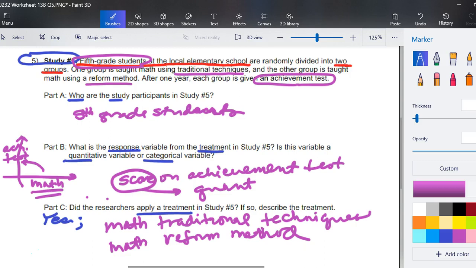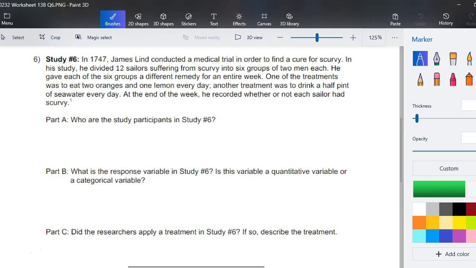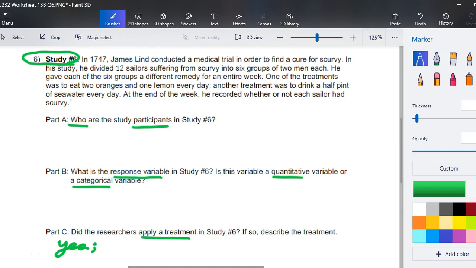We have one more to look at, one more experimental study. So here we go with question number 6. So finally, number 6 is study number 6. You probably have already figured out they're going to ask about the participants. They're going to ask about the response variable, whether it's quantitative or categorical, and then they're going to ask if there was a treatment applied. So I'll go ahead and answer it and say yes, because this is an experimental study. So let's start looking for the who and the response and what type it is.